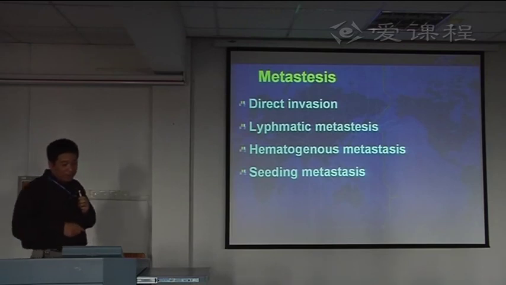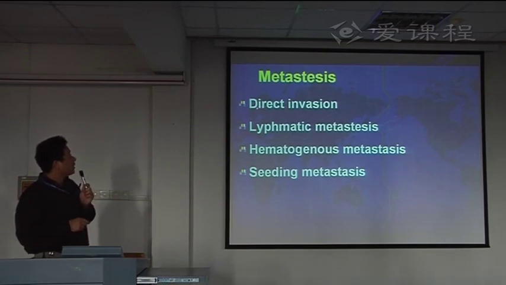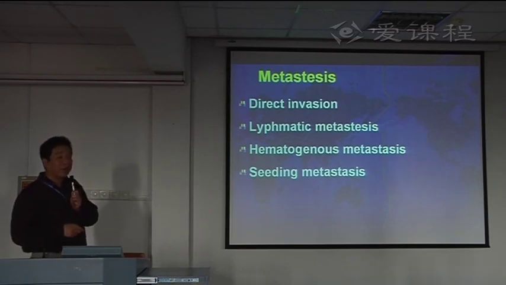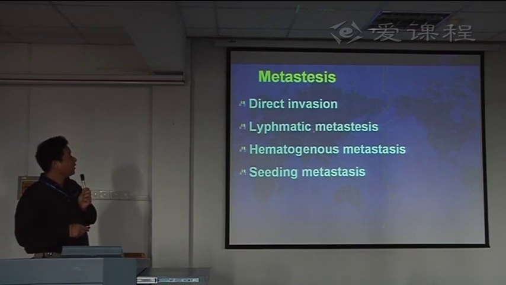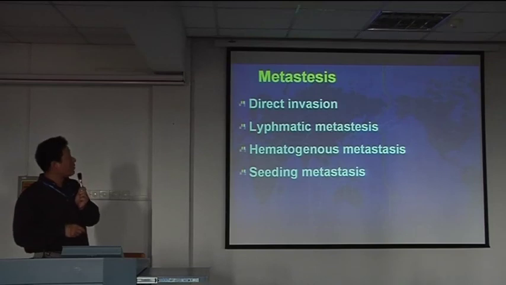As for stomach cancer, there are 4 metastasis routes. The first is direct invasion. That means it can invade the left liver, colon, pancreas, and so on. Lymphatic metastasis is very common. So when we do the operation, we not only remove the stomach, but also remove the lymph nodes around the stomach.